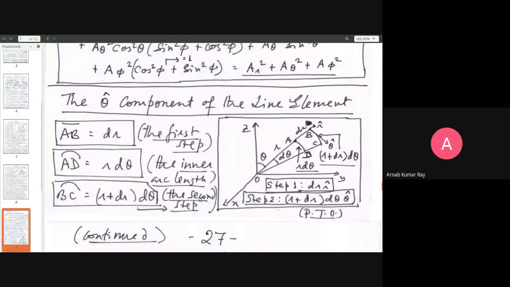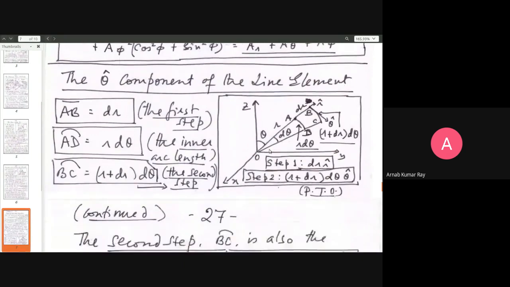Now, I'll just touch upon certain approximations we have made in the displacement, the theta cap component of the line element. How do you find the theta cap component? Remember, we are dealing with the spherical polar coordinate system, with three coordinates r, theta, phi. The first displacement will be along the radial direction r. The second displacement will be along the angle theta, and the third displacement will be along the angle phi. So how do you find the theta cap component of the line element?